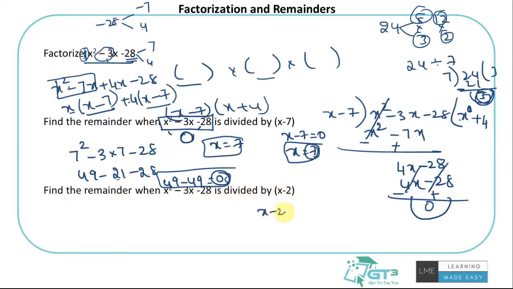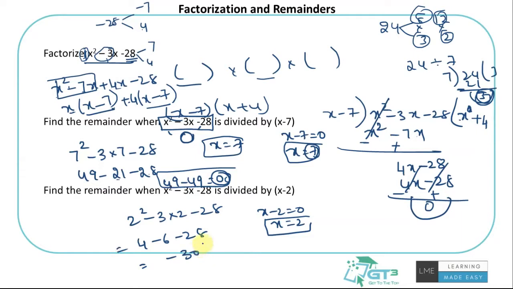So I'll do x minus 2 equals 0. So x equals 2 is what I need to substitute. So 2 square minus 3 into 2 minus 28. So that's 4 minus 6 minus 28. So this will come as minus 30. So the remainder when x square minus 3x minus 28 is divided by x minus 2 is minus 30.